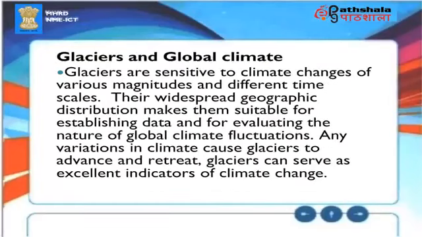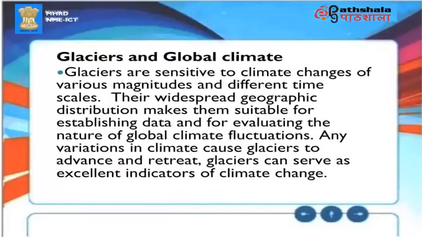Glaciers and global climate. Glaciers are sensitive to climate changes of various magnitudes and different time scales. Their widespread geographic distribution makes them suitable for establishing data and for evaluating the nature of global climate fluctuations. Any variations in climate cause glaciers to advance and retreat. Glaciers can serve as excellent indicators of climate change.